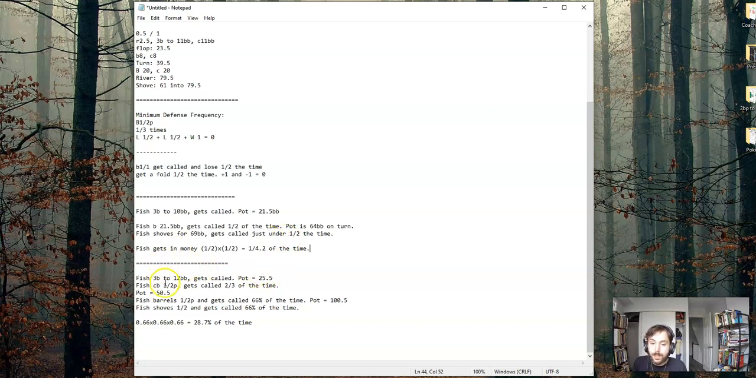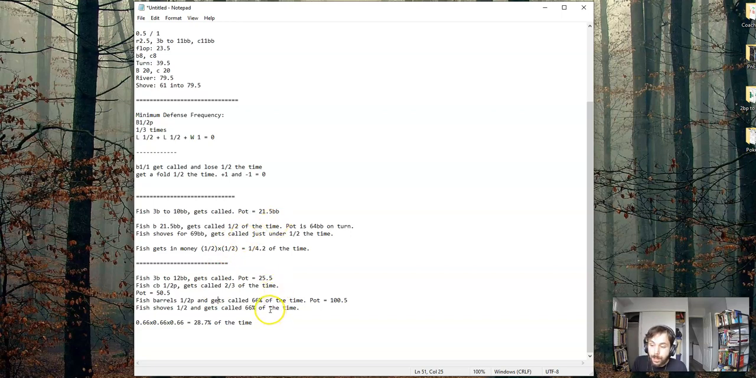We imagine this fish instead c-bets half the pot and gets called two-thirds of the time. Then they c-bet half the pot on the turn and they get called two-thirds of the time. And then they c-bet half pot on the river and get called two-thirds of the time. Well, 0.6 times 0.6 times 0.6 is 28.7% of the time. So at least 4% more than in the previous example.